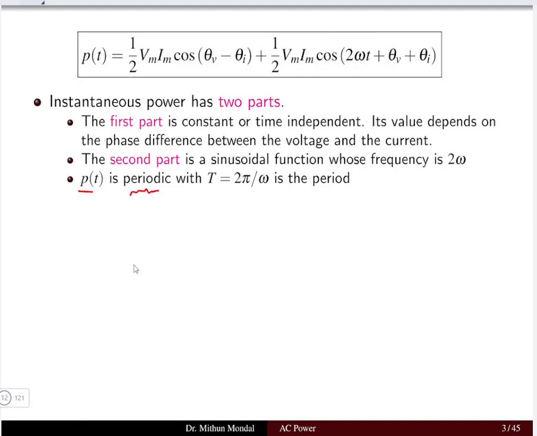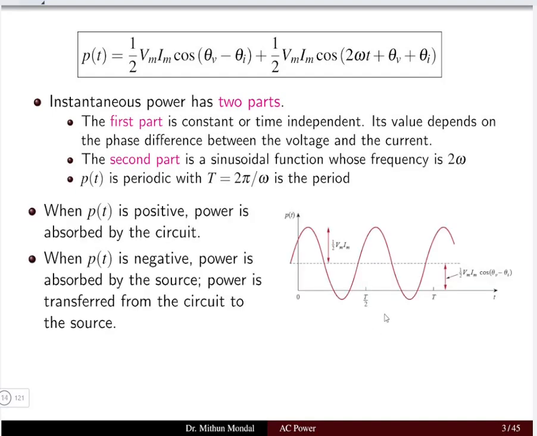Periodic in nature means it is repetitive with a time period of 2 pi by omega. So 2 pi by omega is the period for the instantaneous power equation. Now if you draw the waveform for the power on the y-axis, that is the instantaneous power with respect to time, we see that the time period T, which is equal to 2 pi by omega, is the period for the instantaneous power. Now instantaneous power is somewhere positive and some part is negative. If we see throughout the AC cycle, we get some part to be positive and some part to be negative.